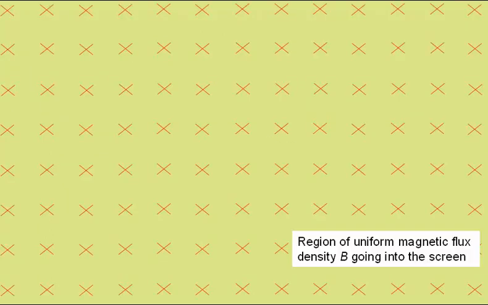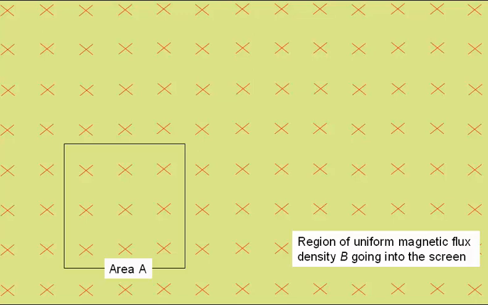The crosses on the screen here represent a region of uniform magnetic flux density B going into the screen. You can think of the crosses as being the flights of arrows representing the field lines going directly away from you. Here we have a box of area A, which will enclose a magnetic flux phi equal to the magnetic flux density B times the area A.